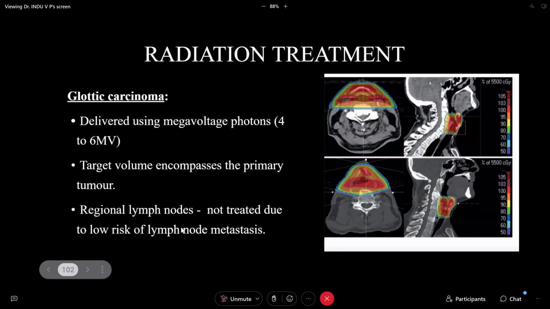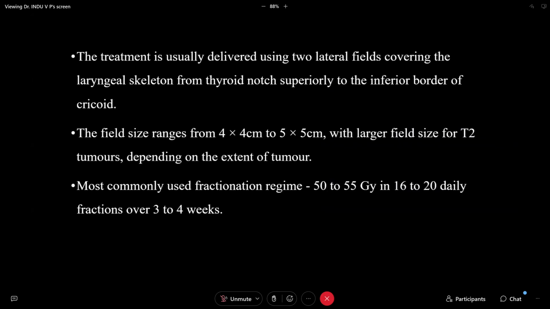In T1, glottic carcinoma has less than 5% and T2 has a 7% chance of lymph nodal mets, and that too differs according to the institutional protocol. Some institutions can even include the regional lymph nodes in their radiation field.